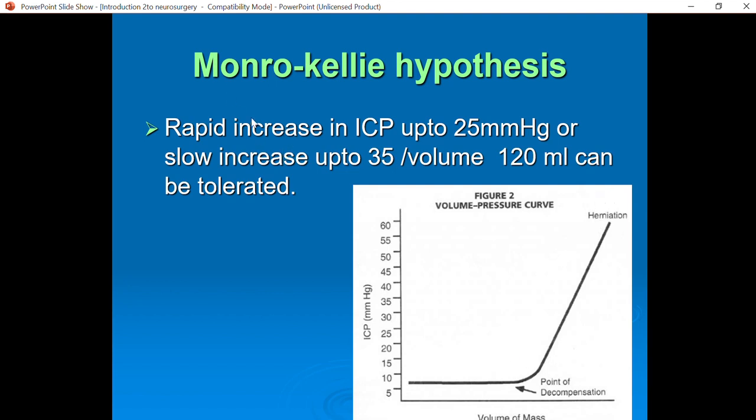As we mentioned, the rapid or acute rise in the ICP can be tolerated up to 25 millimeters of mercury. If we convert the pressure to a volume, it's equivalent to about 120 ml of, say, blood that can be tolerated in the brain, while a slow increase can be tolerated up to 35 millimeters of mercury.